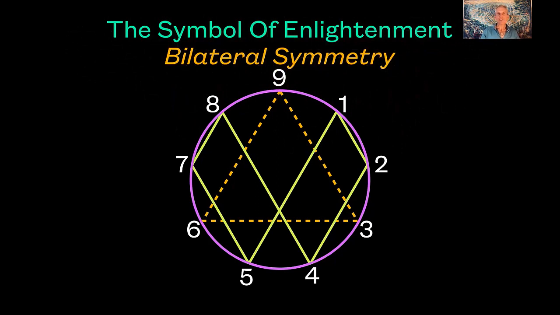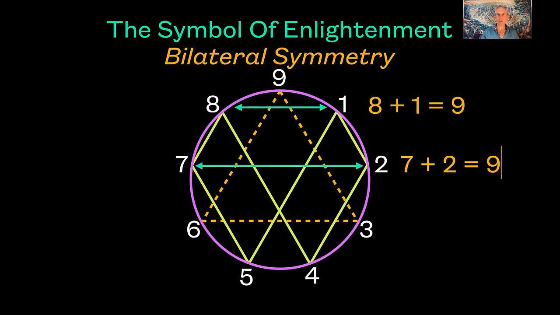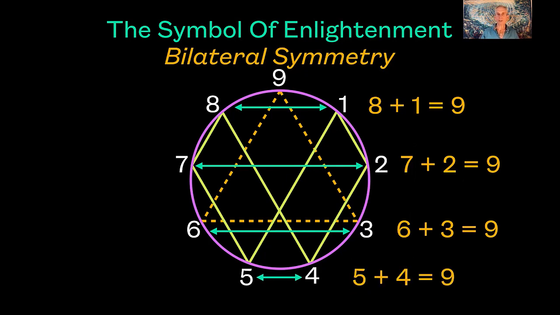Now, one of the interesting things about this symbol is the fact that it has bilateral symmetry. What we mean by this is that if you take a vertical line and split this symbol in half, it becomes a mirror copy of itself on each side. We see this clearly in the geometry, but we also see this interesting bilateral symmetry in the numbers. If we add them across, all these numbers add up to the number 9.